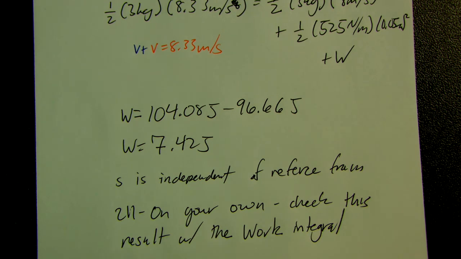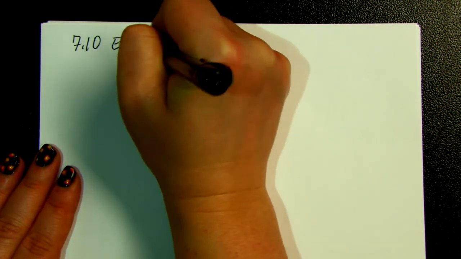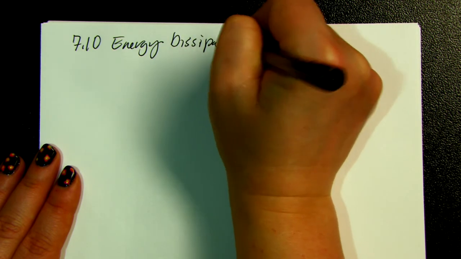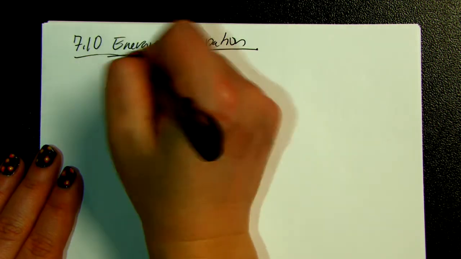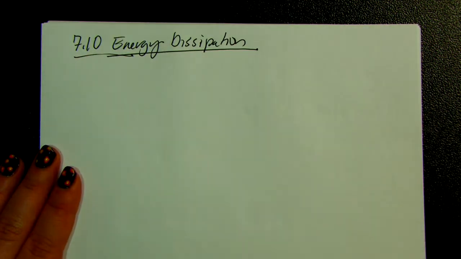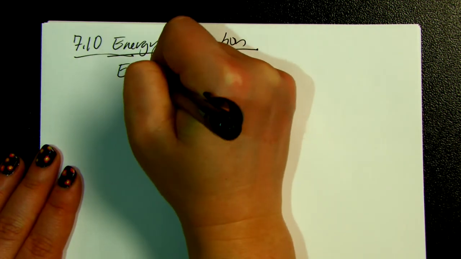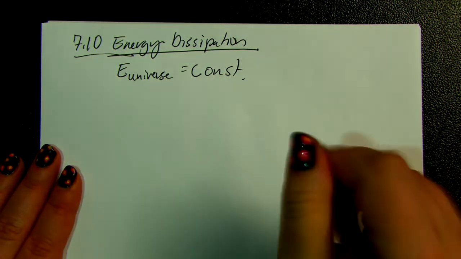All right, so moving along. I'm going to go ahead and get a fresh sheet of paper. We've got a new section, 7.10, energy dissipation. All right, so we have talked about how the total energy of the universe does not change. So E universe equals constant, or at least that's the assumption that we make.